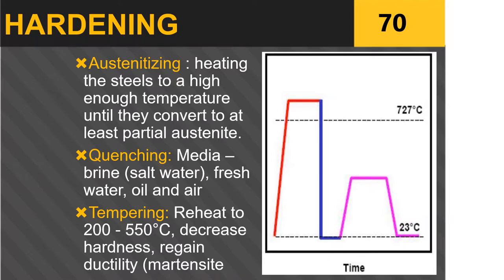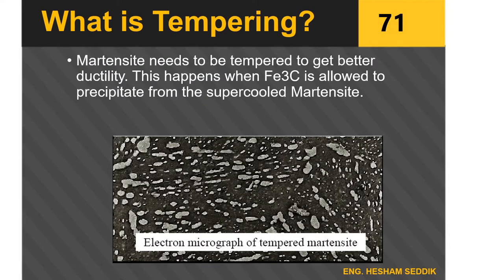Tempering. After quenching, we have martensite. It means very, very hard metal. The surface becomes very hard, and we need to make some ductility for the surface by tempering. Tempering is reheating the piece again from 200 degrees to 550 degrees to decrease the hardness and regain some ductility for the surface. What is tempering? Martensite needs to be tempered to get better ductility. It means better ductility for the surface, and that means avoiding surface cracks.